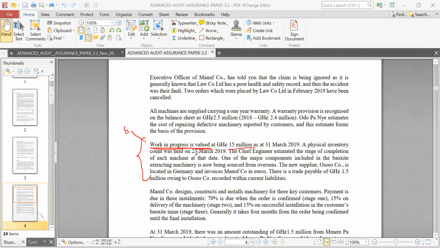And also the count as well, but we would go into that and see if that was an issue. But mainly, the valuation of work in progress. How do you value work in progress?